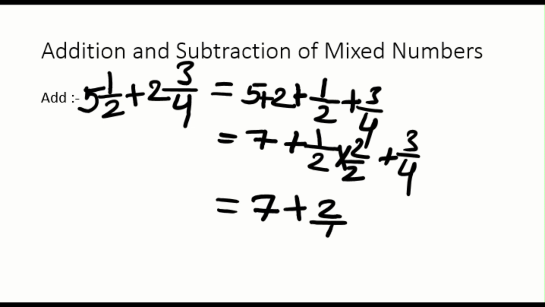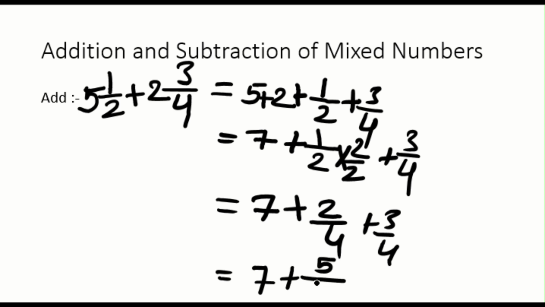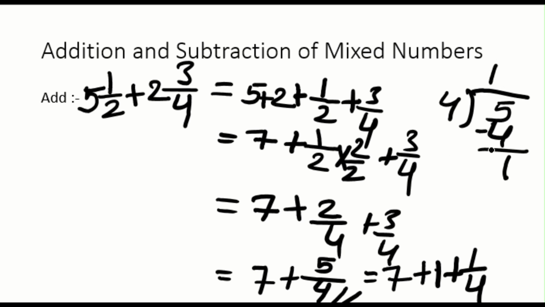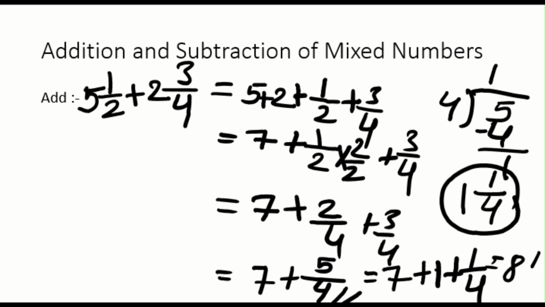Therefore 7 plus 2 upon 4 plus 3 upon 4, which I can write as 7 plus 2 plus 3 is 5 upon 4. So I'll get the answer, which we can write as 7 plus 1 and 1 upon 4. Now you are wondering from where we get this 1. See, when the number is 5 upon 4, 5 is your dividend and 4 is your divisor. So in 5, 4 ones are there, which is 4, and then the remainder remains as 1. So if I write this number as a mixed number, I will write it as 1 and 1 upon 4. The same I have written here, which is equal to 8 1 upon 4.